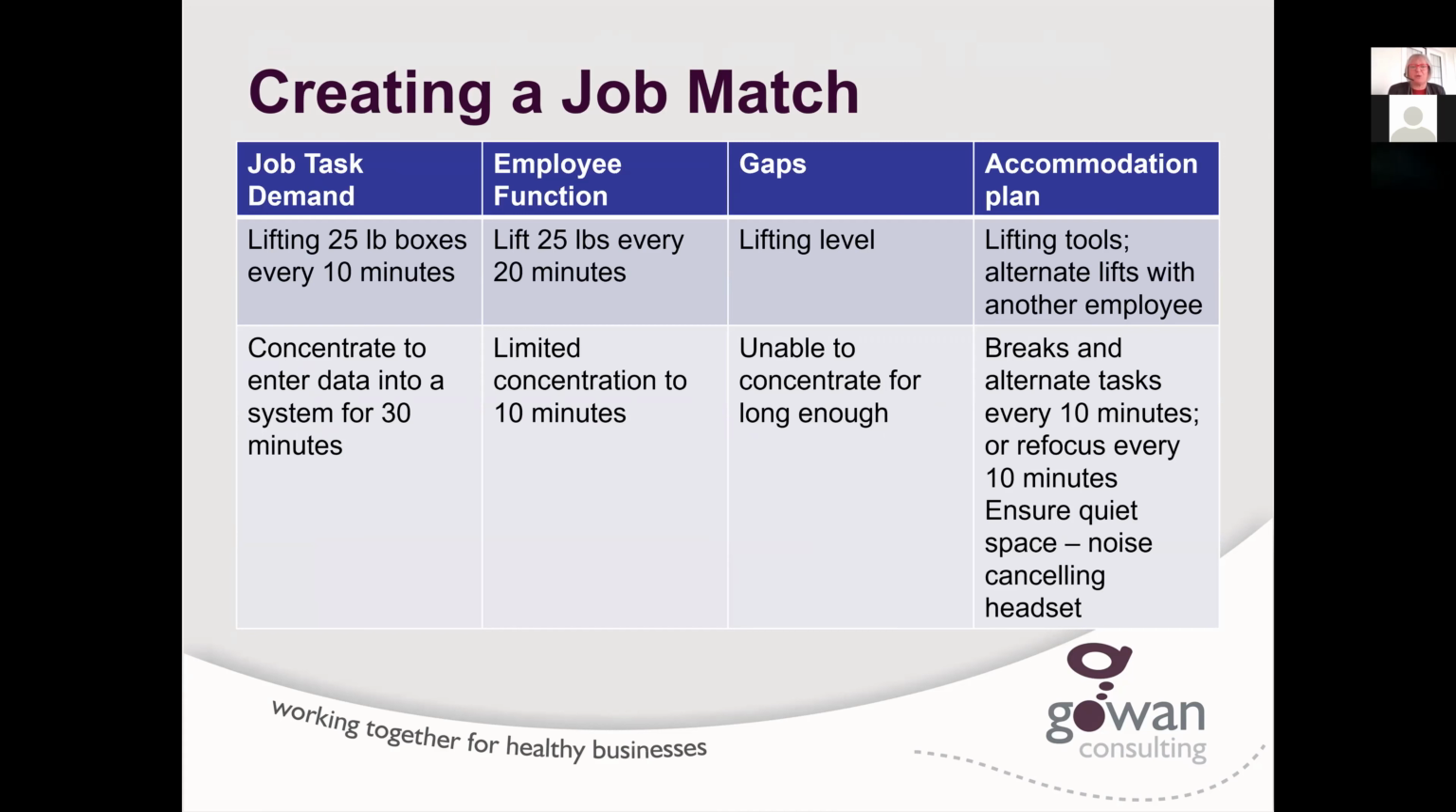So in a physical situation, the person might have to lift 25 pounds every 10 minutes, but the employee at that point can only lift 25 pounds every 20 minutes. So we've got a gap in the amount of lift. Do we give them lifting tools? Do we alternate lifts with another employee? Is it temporary? Is it permanent? Do we need to look at different packaging? There's many different things that you can do around that accommodation plan. But it really comes down to understanding, what does the job require? What can the employee do, or what's restricted? And then what's our gap so that we can fill that gap.